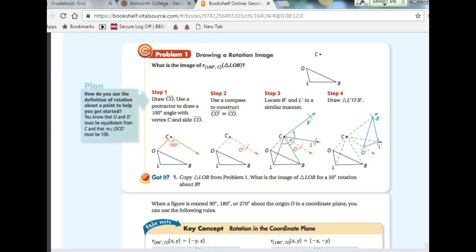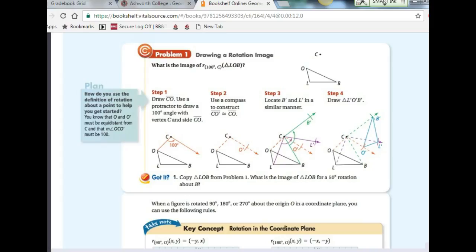If you then reconnect, and they've even changed colors yet again, if you would connect the O prime with the L prime with the B prime, you get the same shaped triangle as the original one was, except that it's been rotated around, because you rotate counterclockwise, around this center point that they call C for 100 degrees. And that's what your new drawing would look like.